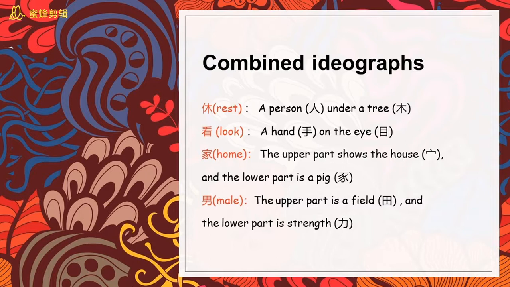家, home. The upper part shows the house, and the lower part is a pig. In ancient times, many people kept a pig at home, so they used a roof with a pig under it to mean home. 男, male. The upper part is a field, and the lower part is strength, because most of the laborers who worked in the fields were men.